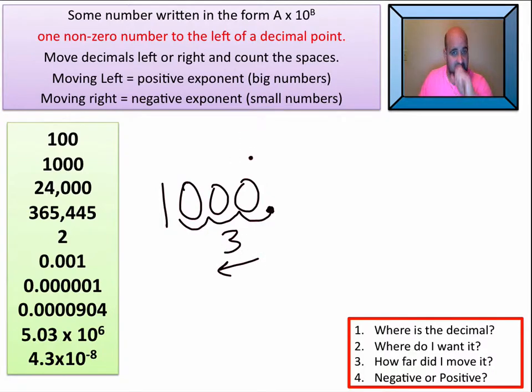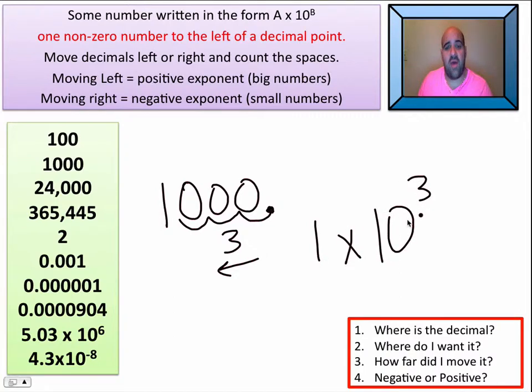So I'm going to have a positive exponent. And I'm going to write this number as 1 times 10 to the third power, because I moved this decimal over 3 places this way. Whenever this exponent here is positive, it's because you had a number that's essentially larger than 1. We call it a big number, but anytime the number is larger than 1, the exponent's positive.